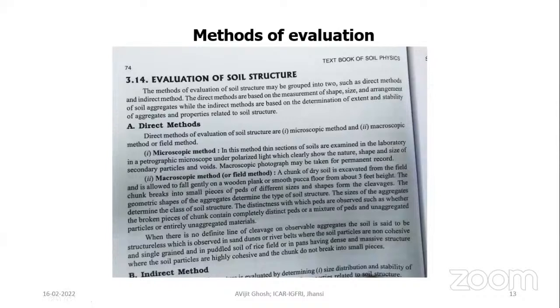Now, how do we evaluate soil structure? There are basically two methods of evaluation of soil structure: the direct method and the indirect method. Coming to the direct method, they are the microscopic method and the macroscopic method.